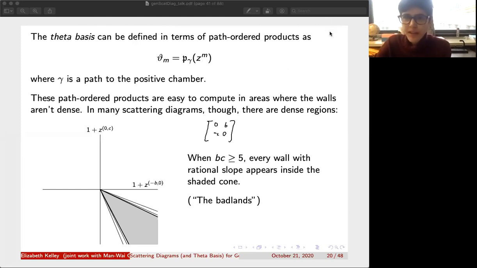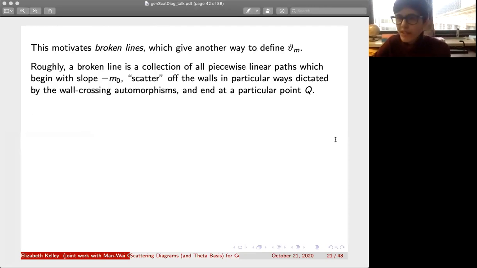So although this is a perfectly good definition of the theta basis, it's not always a very practical definition. So this motivates the idea of a broken line, which is going to use this scattering property that Galen anticipated. So roughly speaking, I'm not going to give you the precise definition because it's a little laborious to parse, like every definition in this talk pretty much.